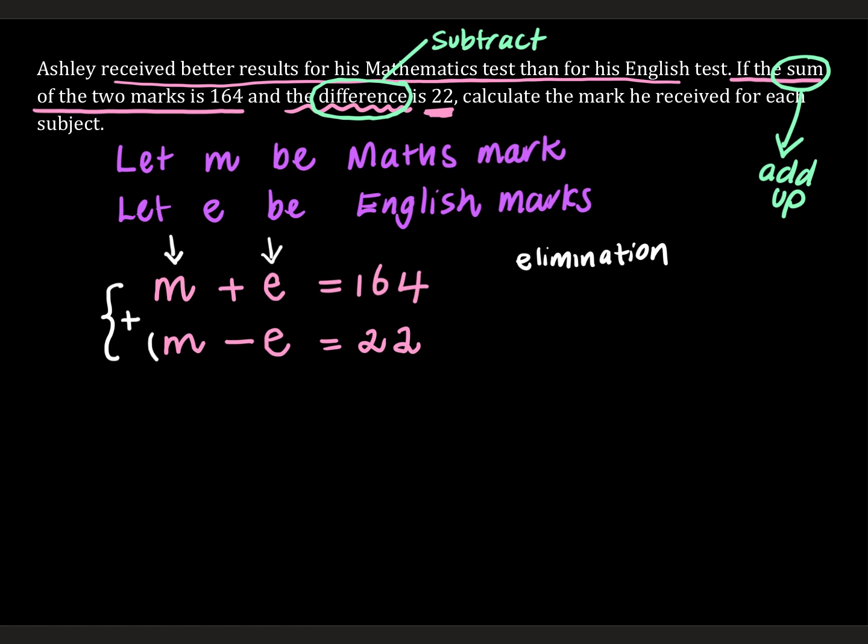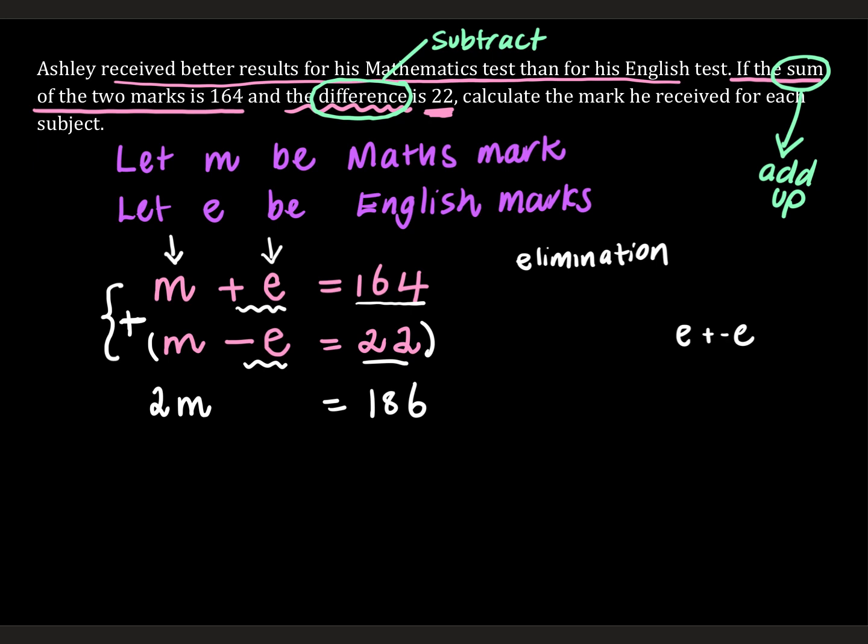How many M's would I have? Well, M plus M will give me 2M, and I'll add up my E's. E plus negative E. What will that give me? That will give me 0 E's. I've eliminated my E's, and I don't even have to write that down. I can just leave that there. Then I've got to add these ones up as well. 164 plus 22. That will give me 186. So can you see now I've got 2M equals 186, and that is an equation I can just solve.